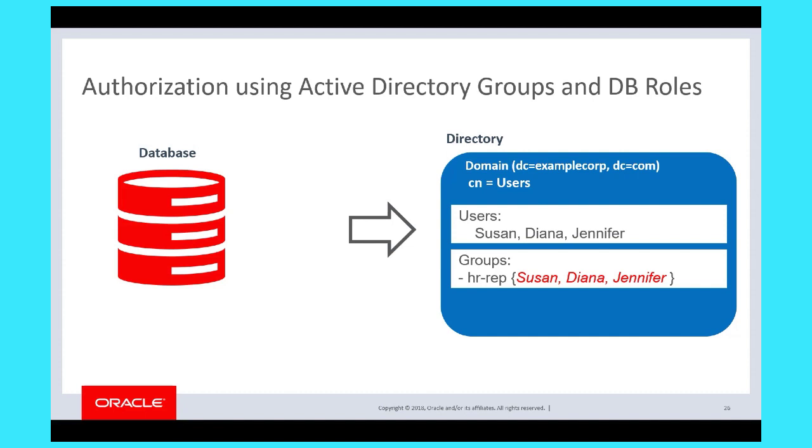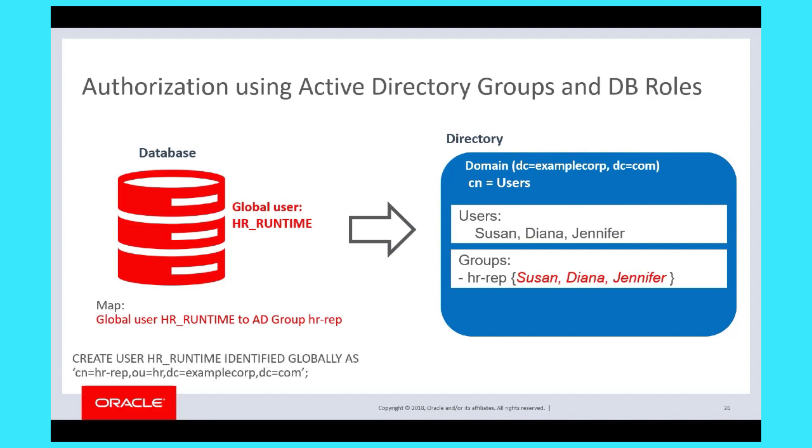I'm going to create a schema in the database called HR Runtime. I want to map HR Runtime to Susan, Diana, and Jennifer in Active Directory, to this HR Rep group. My syntax for doing that is create user HR Runtime, identified globally as this new group that I created in Active Directory, and I'll use the distinguished name for the group. Let's take this example a little further.